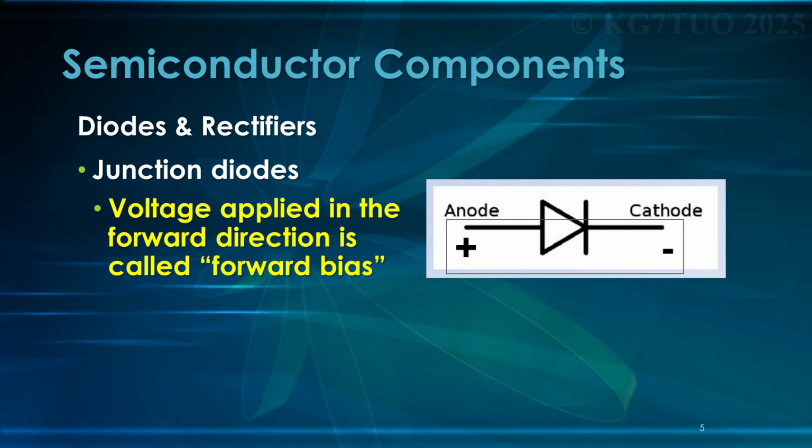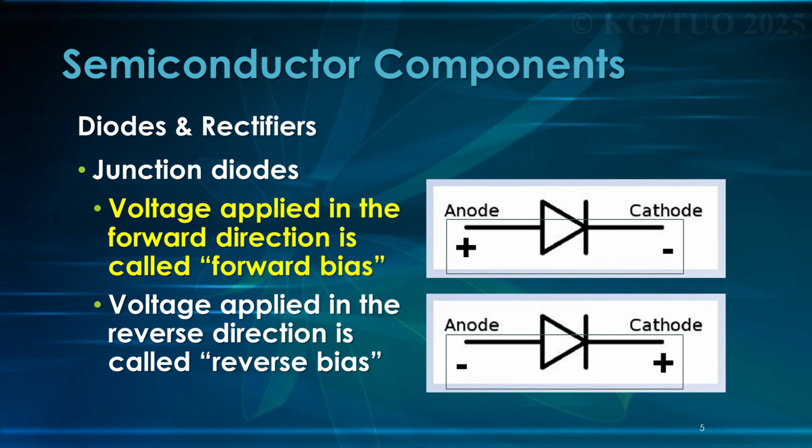Junction diodes, the voltage applied in the forward direction is called forward bias. So if you get a question about bias, forward or reverse bias, forward direction is called forward bias. I believe that's the only question about it. Probably. Voltage applied in the reverse direction is called reverse bias.